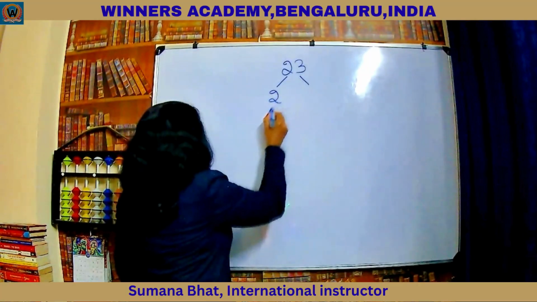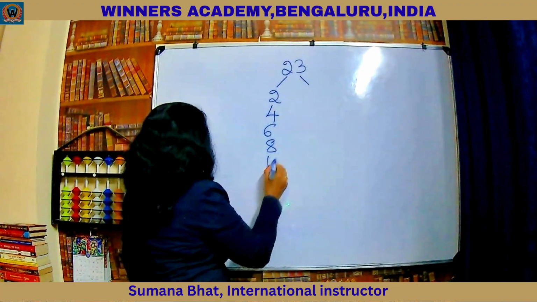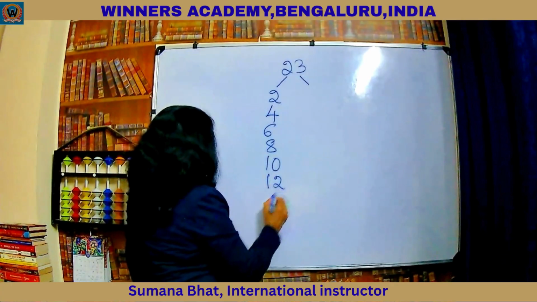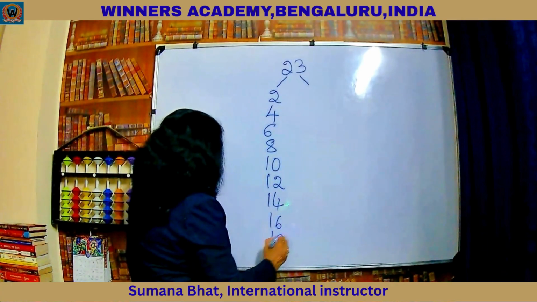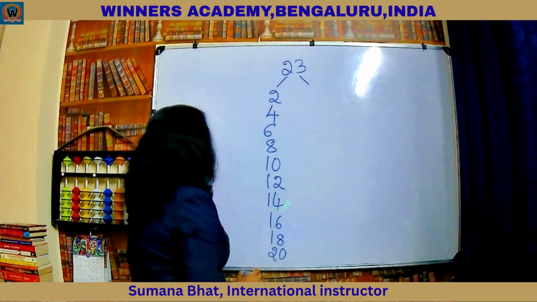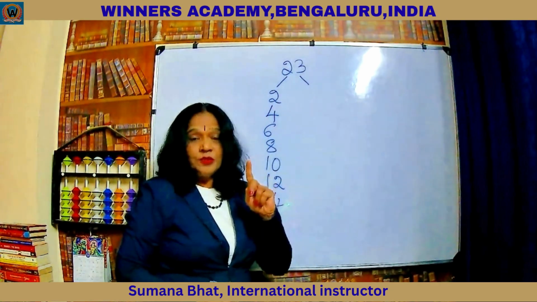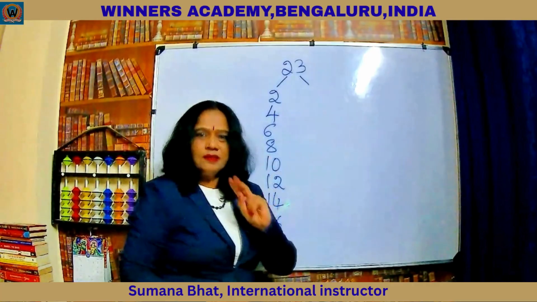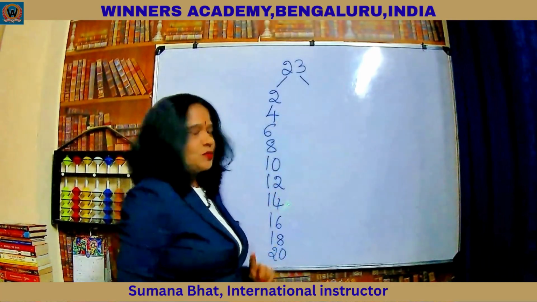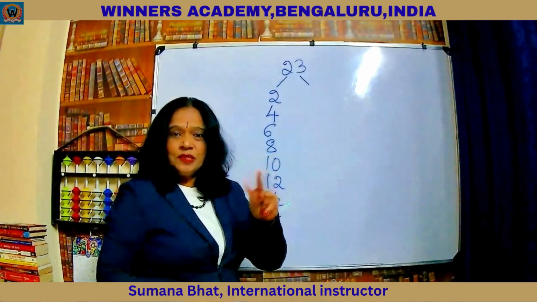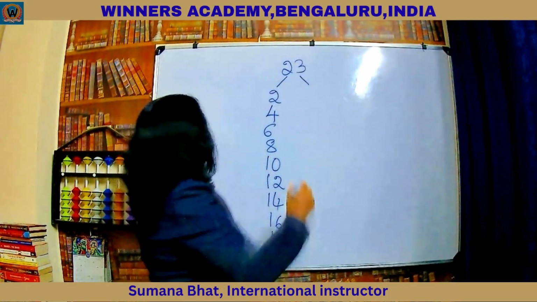2, 4, 6, 8, 10, 12, 14, 16, 18 and 20. We wrote the multiplication table of 2 now. Which one is one more table? 3, 2 and 3. We'll write the table of 3 also now. See how beautifully, by using these two tables, we can write the table of 23.